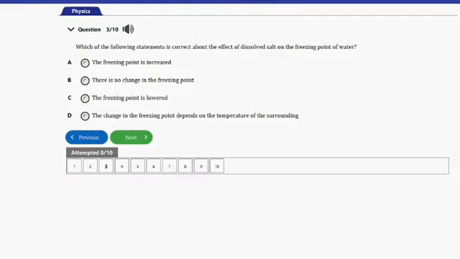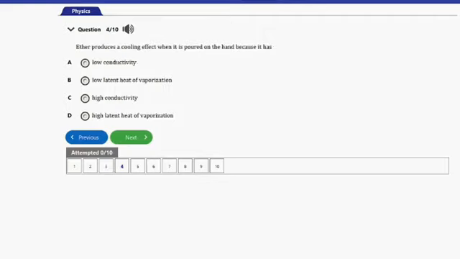The answer to this question is option C. The freezing point is lowered. So the effect of dissolved salt on the freezing point of water is that it lowers the freezing point, and that's it for this question. Let's go ahead and consider the next question. That's question number 4.